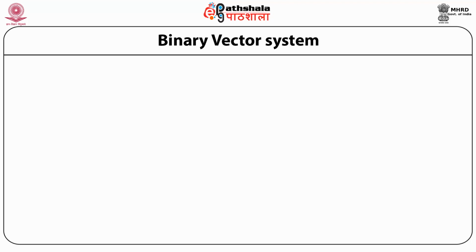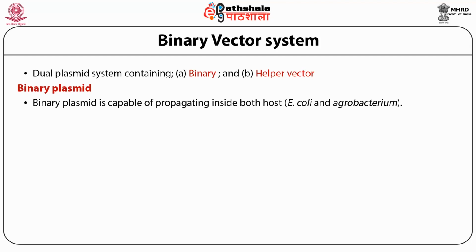Binary vector system. This is the latest vector system that is available for transgenic plant generation. It's a dual plasmid system. Instead of having one plasmid like in a conjugate vector system, we have two vectors here, A binary and B helper plasmid. So the binary plasmid is a plasmid which is capable of propagating into both, again, E. coli as well as in agrobacterium. And binary plasmid contains our gene of interest.